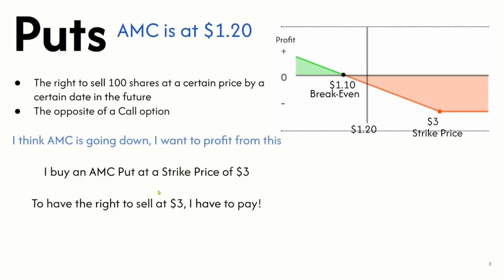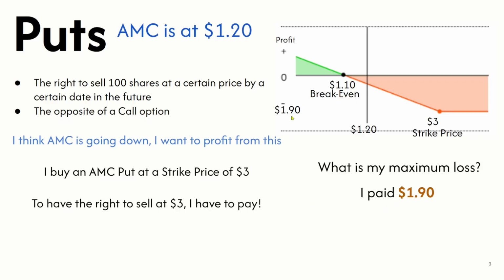Same scenario. We bought that same strike. I have the right to sell it at $3, and I have to pay for that. So we figured out what our break even was, but what is our maximum loss? What's the most money that we could lose? Remember, you paid $1.90, and for any option buyer, the most that they can lose is what they paid up front. So the maximum loss here is $1.90. We can plot that on our chart: on the y-axis, negative 190, and that's our maximum loss. And you see, once it gets up to our strike price, that's where it flattens out. Even if AMC continues to go up, we're not going to lose any more than the $1.90 we paid up front.